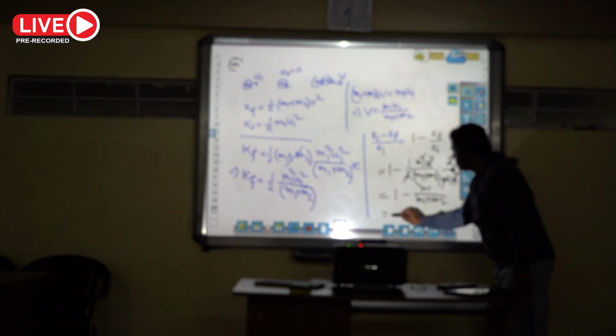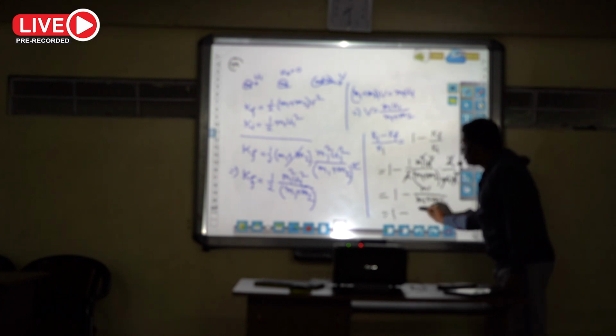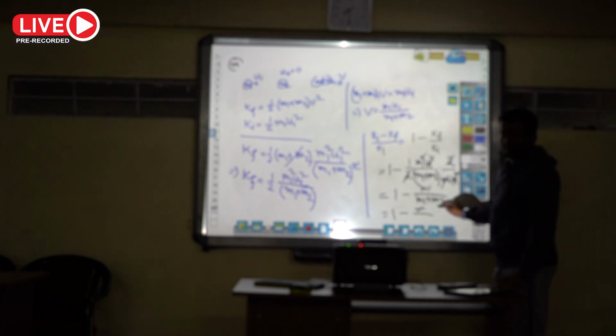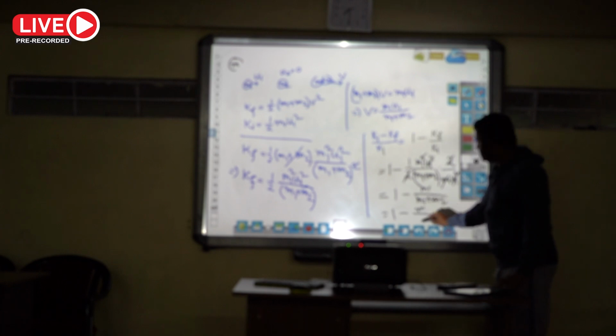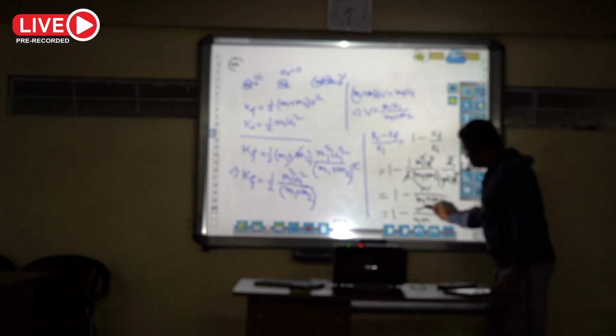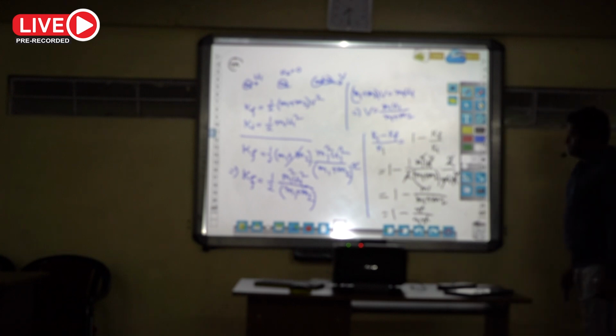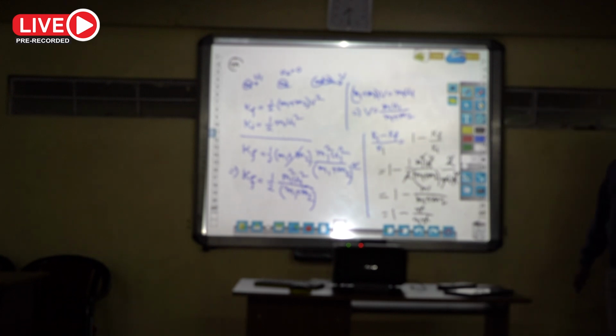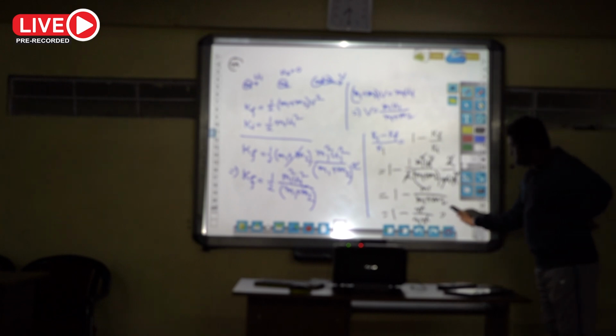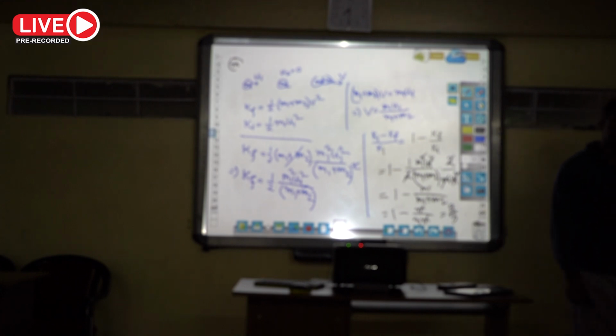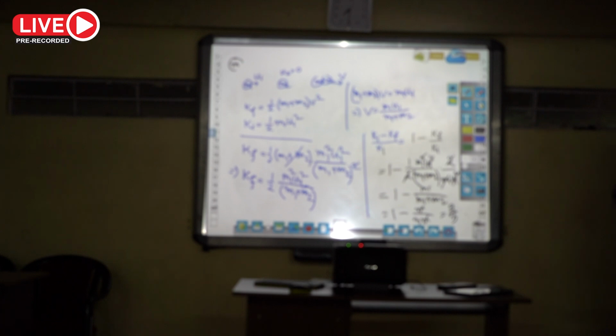So in case of m1 I can put m, and in case of m2 I can put 2m. So it will be 2m plus m, that is 3m. So this will cancel and it will be 1 minus 1 by 3. So the fraction is coming 2 by 3. If you consider perfectly inelastic collision, it is coming 2 by 3.